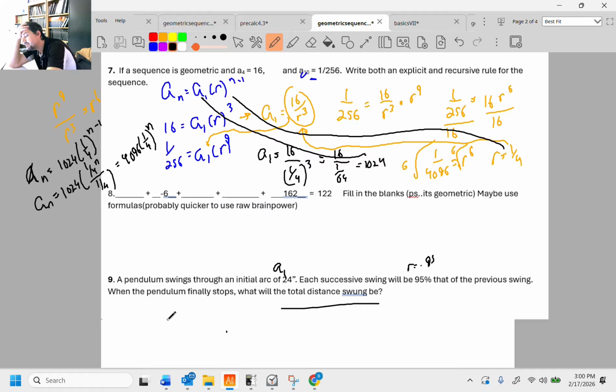I want to know the total distance swung. I'm finding the sum to infinity. It is the first term of 24 over 1 minus 0.95, which is 24 over 0.05, which is a 20th. 24 times 20 is 480. Crazy how I did that. And that is in inches. It swings 480 inches, or 40 feet.